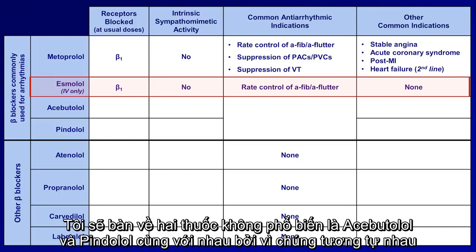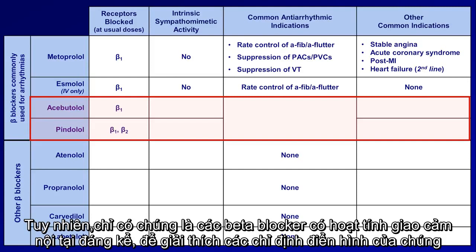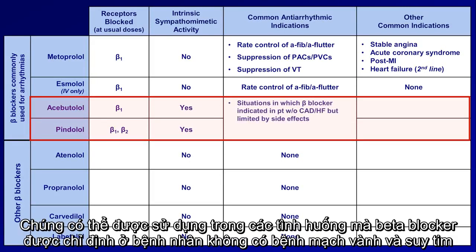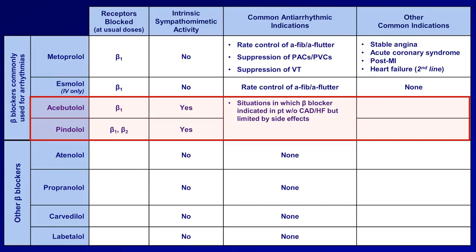I'm going to discuss the uncommon drugs acebutolol and pindolol together because they are similar. The major distinction is that acebutolol is cardioselective and pindolol is not. However, they are the only significant beta blockers with intrinsic sympathomimetic activity, which explains their typical indications. They can be used in situations in which beta blockers are indicated in a patient without CAD or heart failure, but when their use is limited by side effects, such as resting bradycardia.